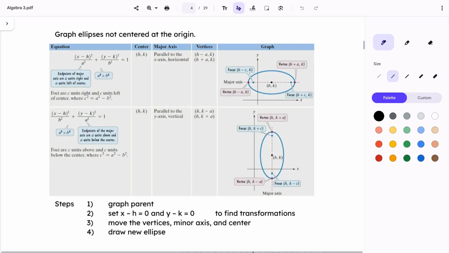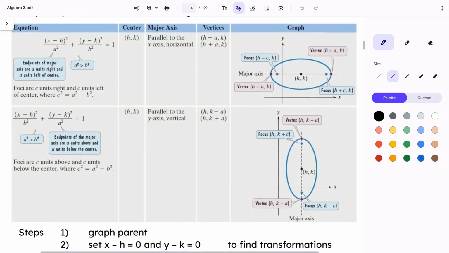Okay, so for the remainder of this section, we're going to go over how you handle an ellipse when it's not centered at the origin. Everything we've done so far was just x squared, y squared, so your center was just 0, 0. These are going to look a little different.